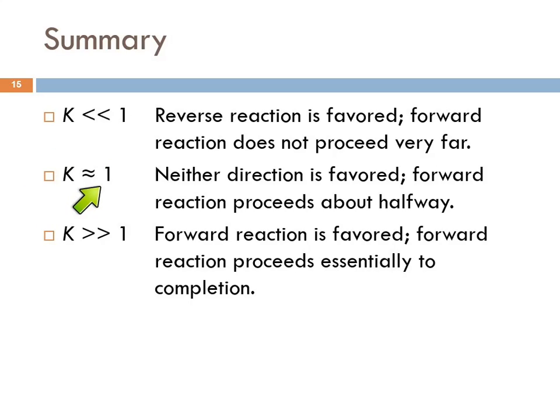If K is approximately 1, there's not really a dividing line. You know, where does K go from being approximately 1 to large? Well, it's a continuum, right? But the larger K is, the more the forward reaction is favored. When you get K approximately 1, then you have a more balanced equilibrium, where the forward reaction proceeds roughly halfway. If K equals 1, you're going to have equal amounts, right? So the closer to 1, the more equal the equilibrium becomes.